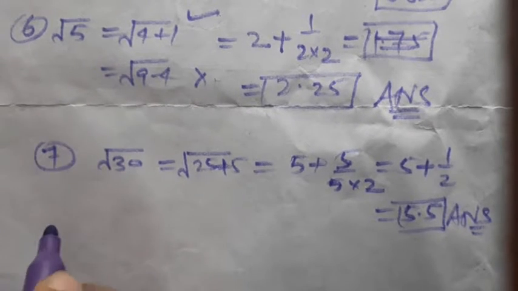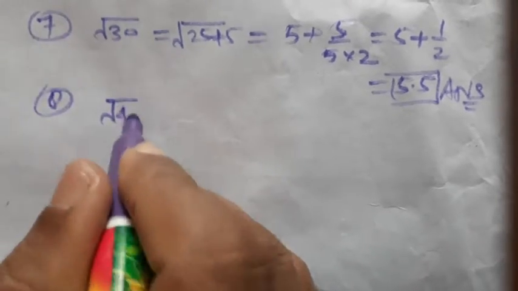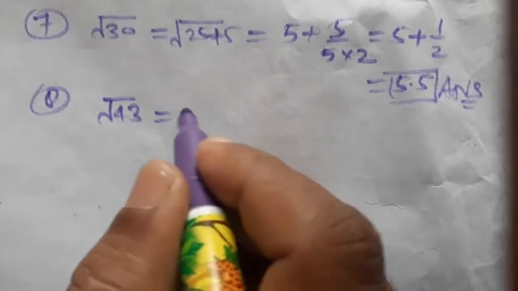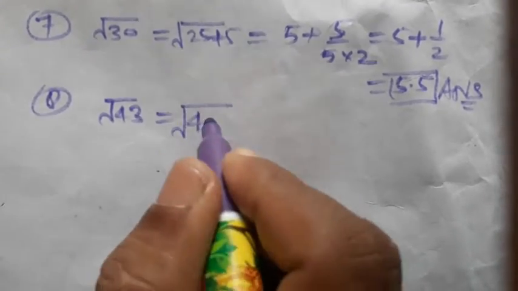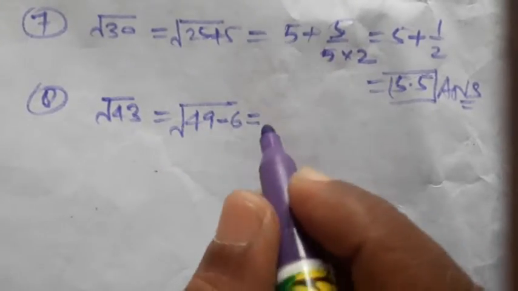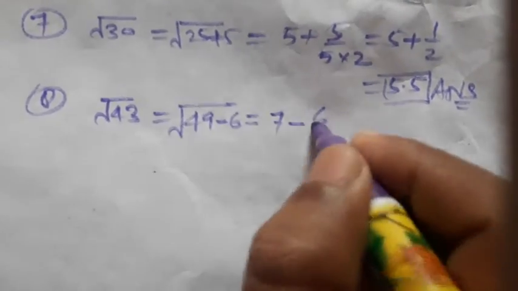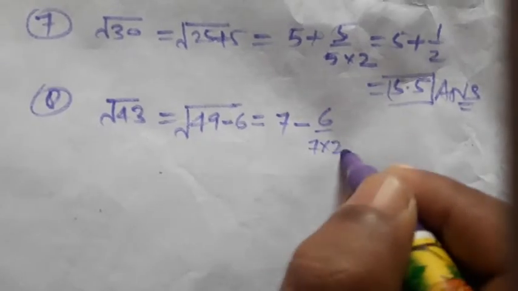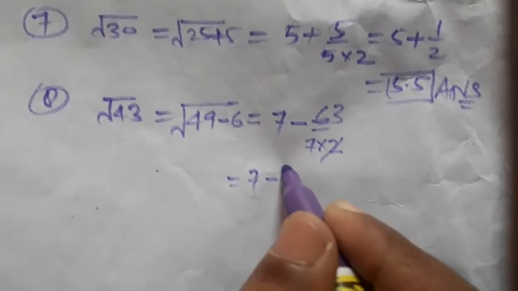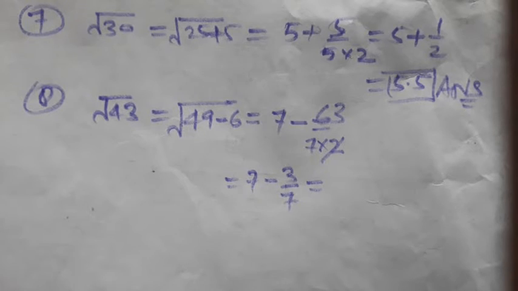Example number 8, root 43. The breakup would be like this, 49 minus 6. We have to use the minus sign here, so 7 minus 6 upon 7 into 2, so 3 by 7, that is 7 minus 3 by 7. So the final answer would be 6.57.